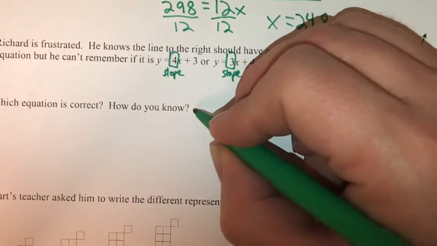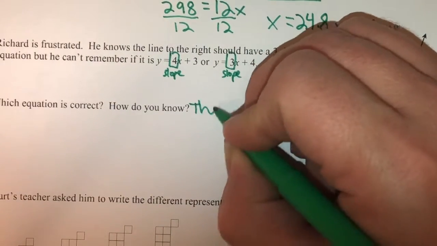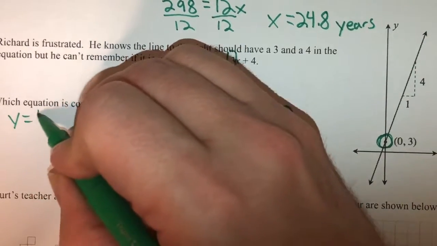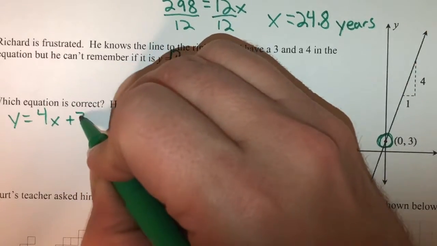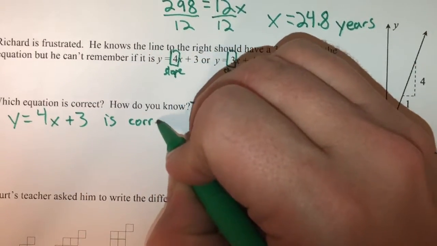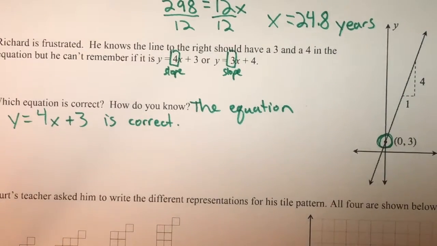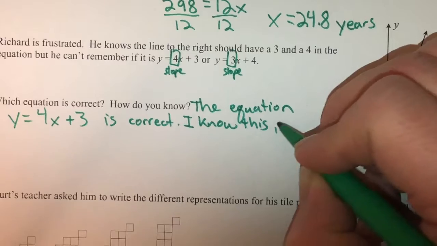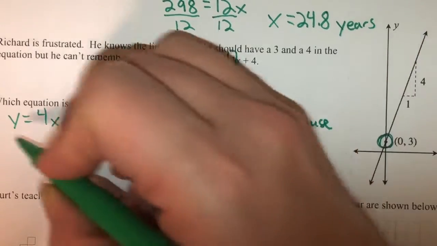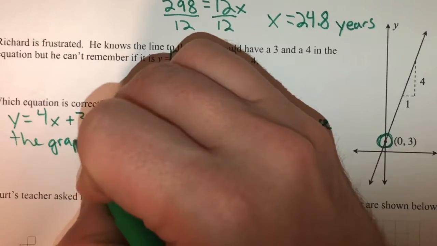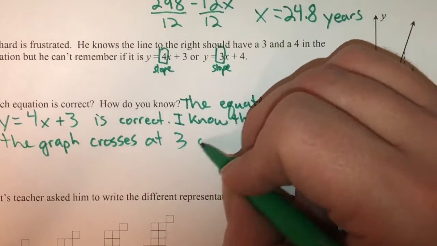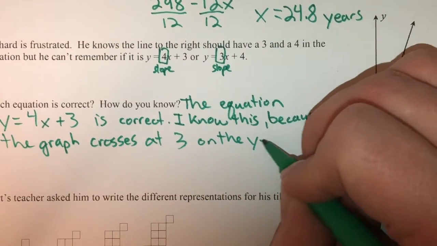So we will say the equation y equals 4x plus 3 is correct. That's the first thing we have to say, just which one's right. And then I have to say how I know that. So you can say something like, I know this because the graph crosses at 3 on the y-axis.